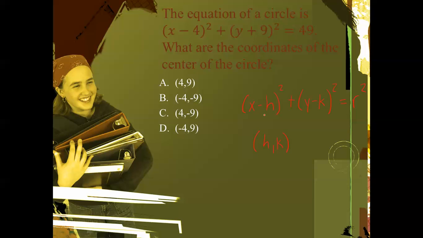All right, so if you notice here, the formula is x minus h, y minus k, and the center of the circle is a positive h and a positive k. So whatever is in the parentheses, if it's a minus, that means your answer is positive. If it's positive, that means your answer is negative. So for example, on this one, since inside the parentheses we have a negative 4 and a positive 9, that means we're looking for a positive 4 and a negative 9. So we know that the center of the circle is at (4, -9).